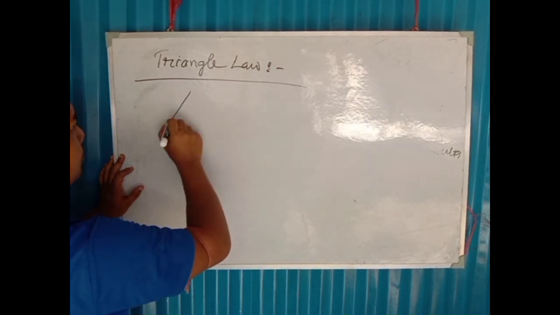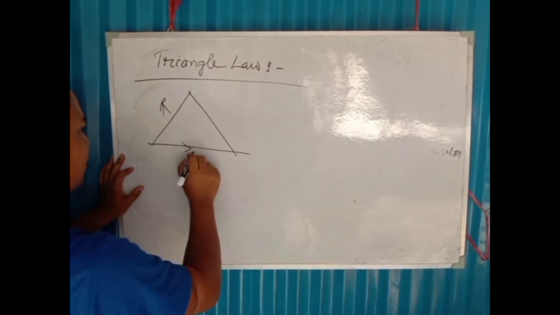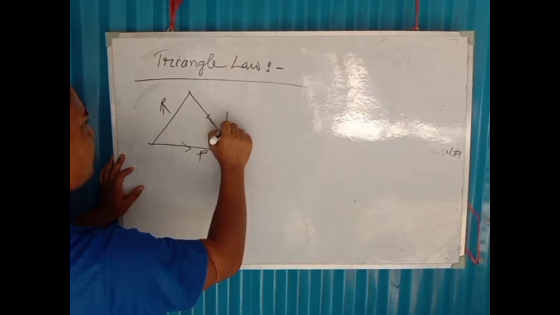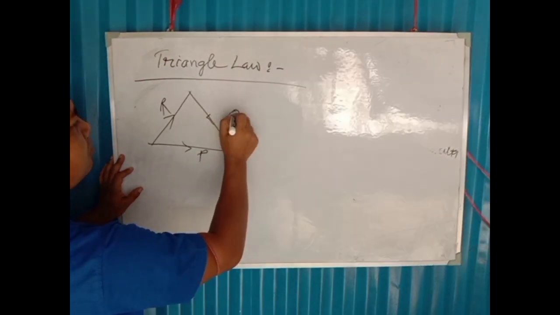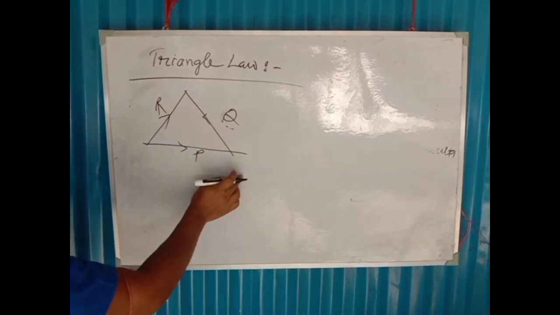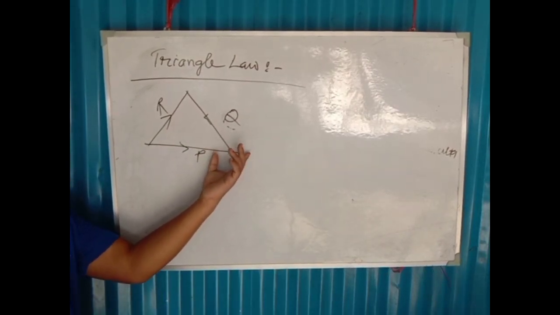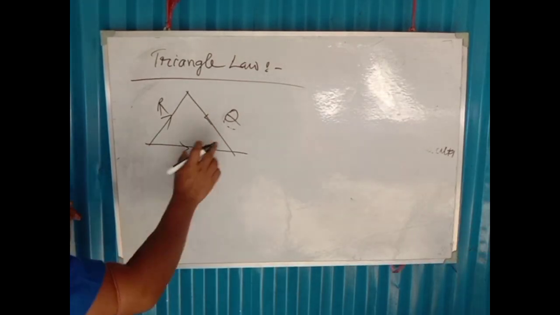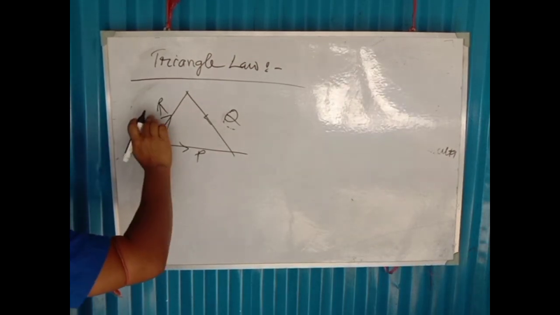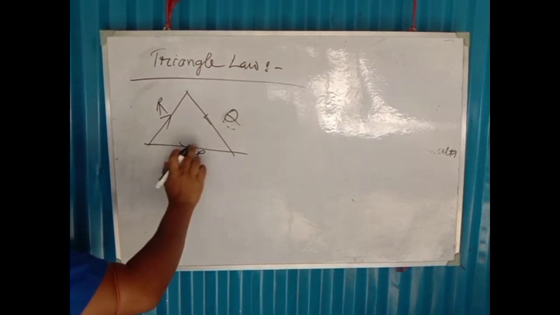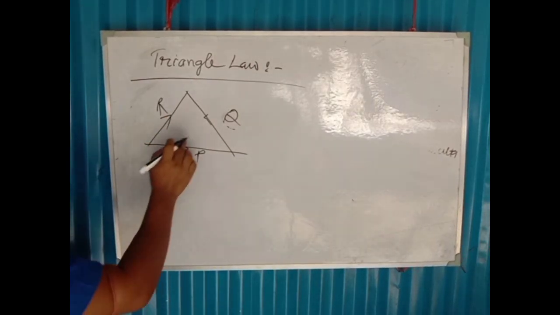This is a triangle, this is R, this is P, and this is Q. There are two forces P and Q acting on a particle, represented by two sides of a triangle. Then this closing side of the triangle will represent the resultant of the two forces. But you can see the direction of the resultant force is in opposite direction.